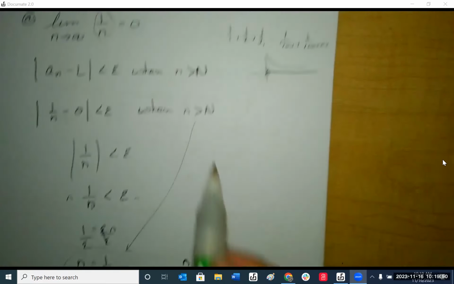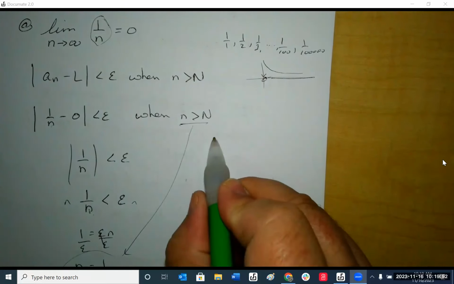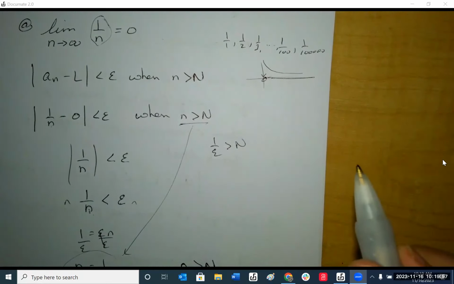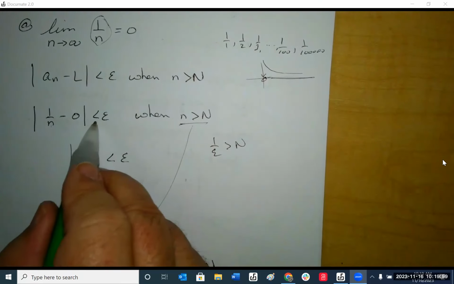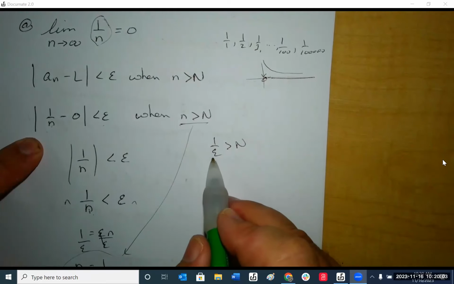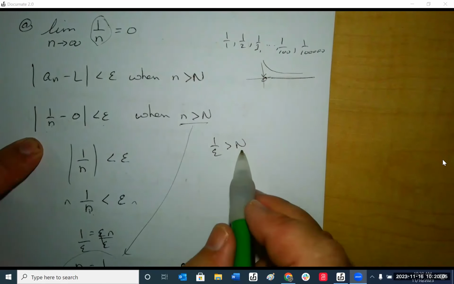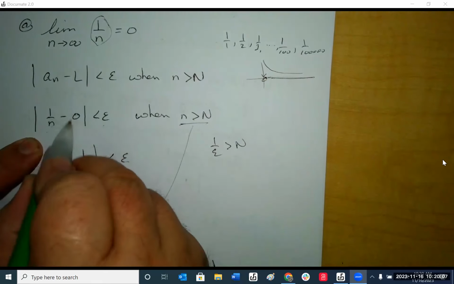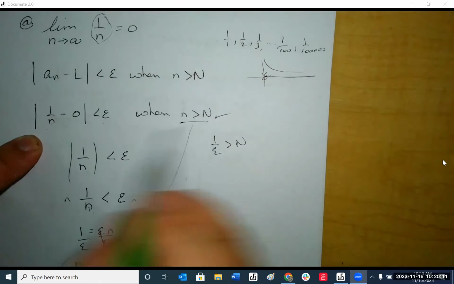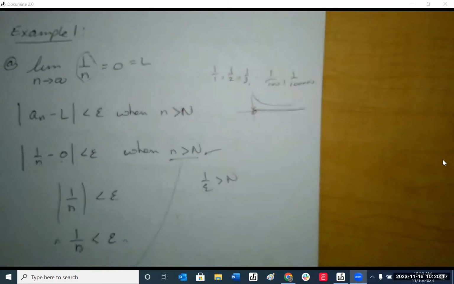In other words, this part exists. This is 1 over epsilon. Epsilon's any number, so this number is less than epsilon, and 1 over epsilon is what the n is. Our limit is 0. Since this is true and this is true, that means 0 has to be our limit.